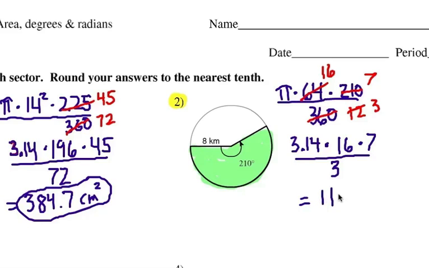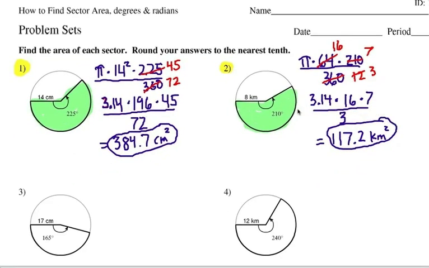And our final answer should be around 117.22 something. Let's call it that. Now what's my units? Right, it'd be kilometers squared. All right, very good. Area of a sector. Now these bottom two problems I'll work out in the next video, so look for problem set 1, finding an area of a sector.